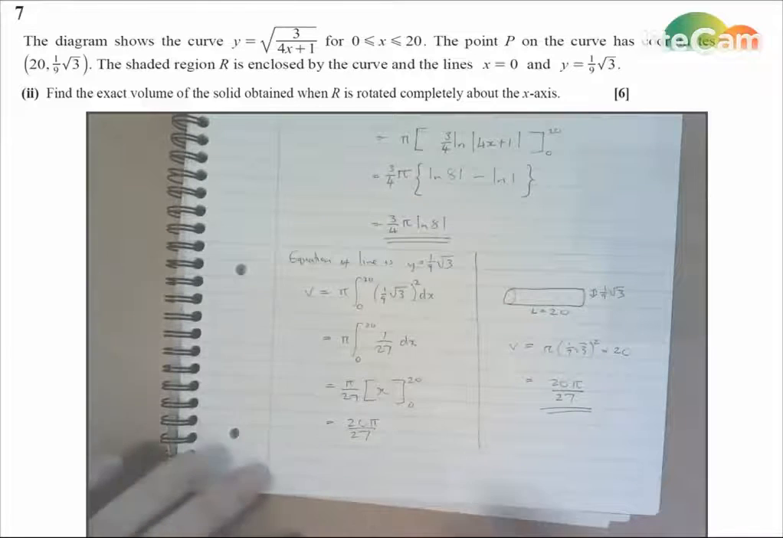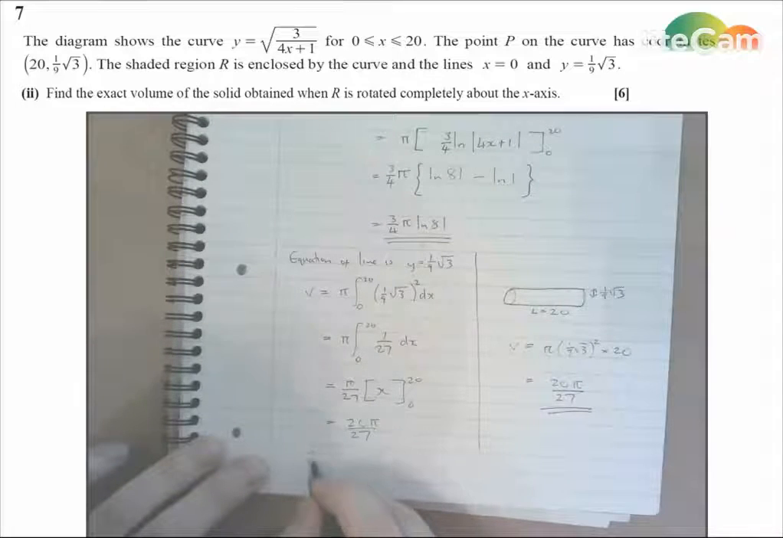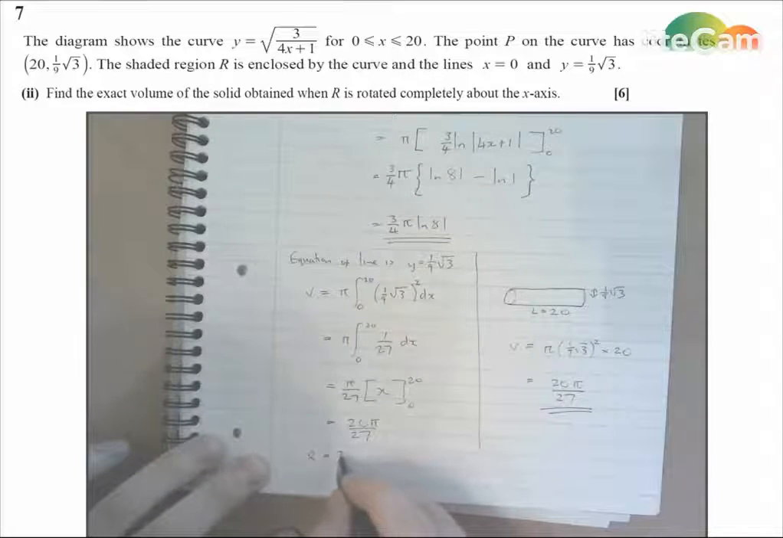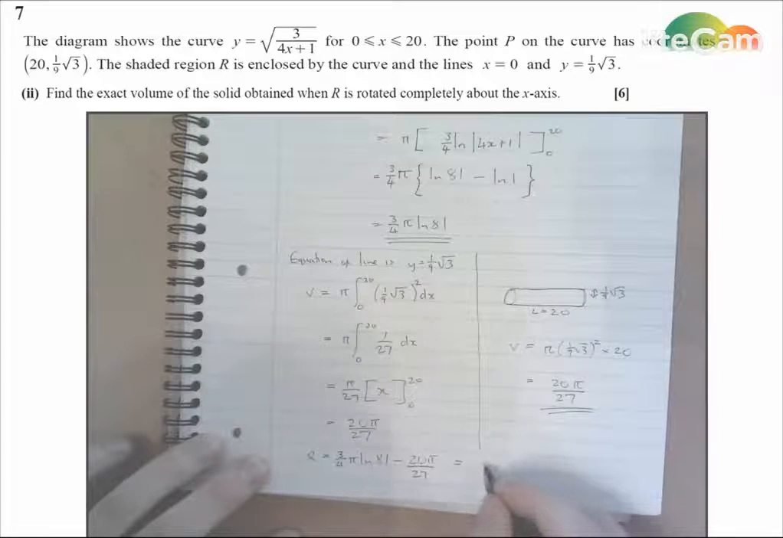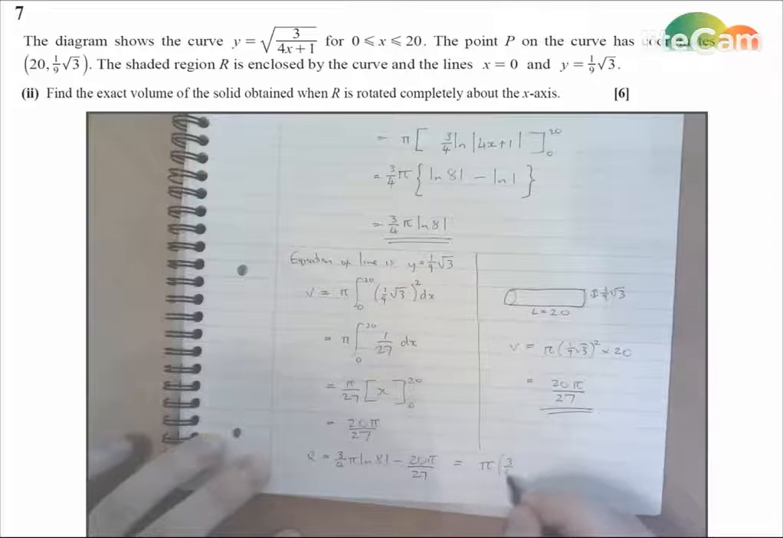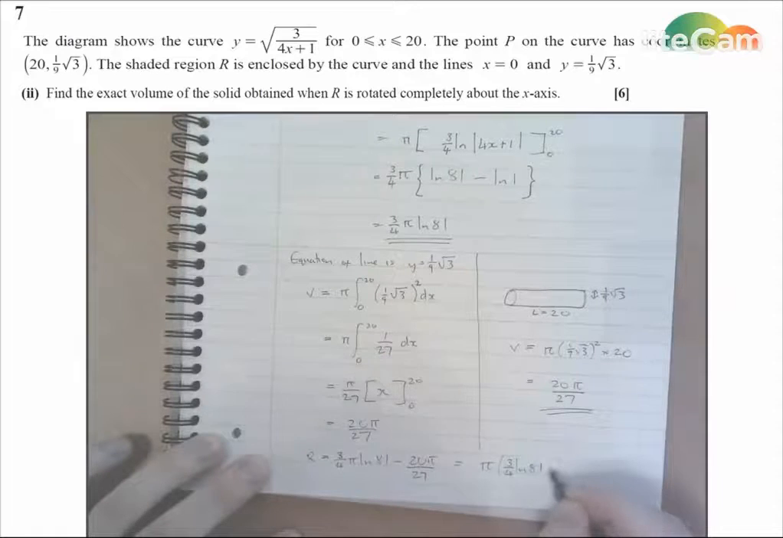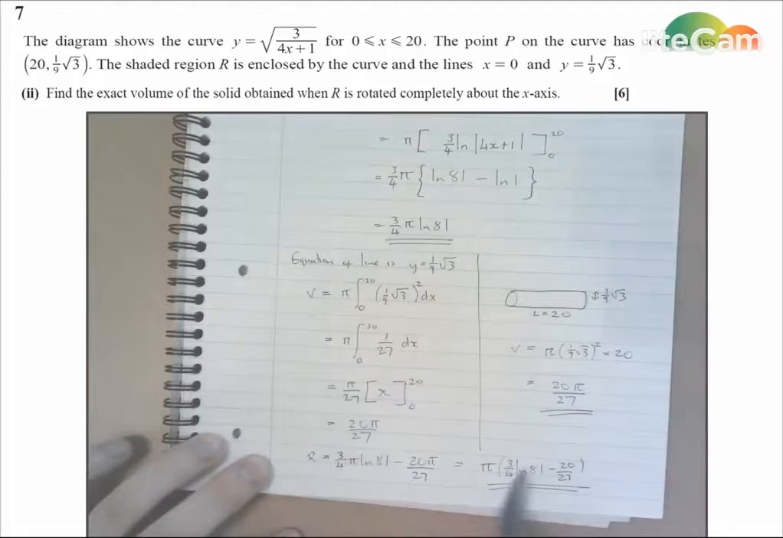Still not quite finished yet though, because we need to say, well, R is going to be the volume created by the curve minus the volume of our cylinder underneath, which gives me, if I just bring out a common factor of pi there, 3/4 log 81 minus 20 over 27. Remember we want an exact value for the answer here.